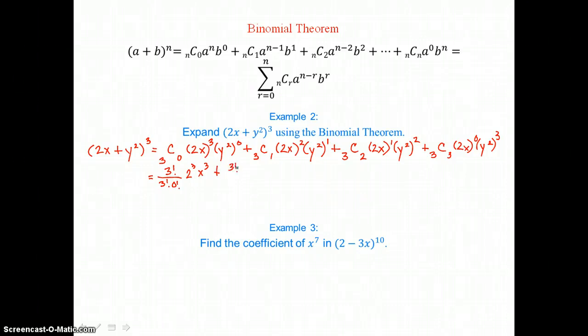Okay, the next combination is 3 factorial over 3 take away 1, which is 2 factorial, 1 factorial. We have 2 squared x squared, getting rid of parentheses. We have y squared to the 1st power, and that's just y squared. The next term, our combination is 3 factorial over 3 take away 2, which is 1 factorial, 2 factorial. We have 2x to the 1st power, and we have y squared squared, that's double exponents, we multiply, so 2 times 2 would give us an exponent of 4 on y.